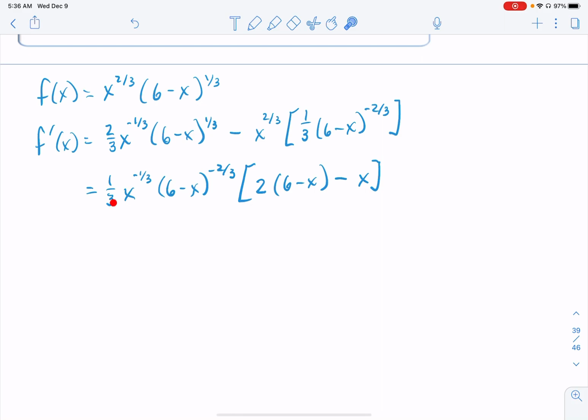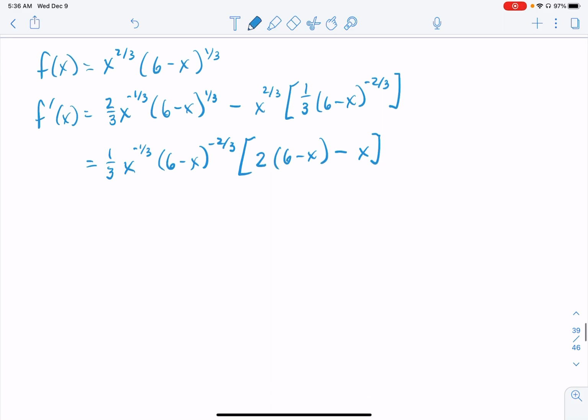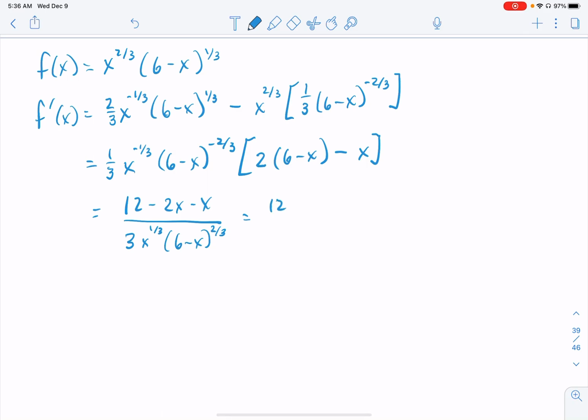So this will go down to the bottom. The 3 will go down to the bottom. This will go down to the bottom, and then we'll clean this stuff up inside the parentheses. Equals, let's see, I'll distribute. I have 12 minus 2x minus another x over 3x to the 1/3. Make that prettier. 6 minus x to the 2/3 power. Okay, and then up top I'll have 3 of those x's. Well, negative 3 of them.